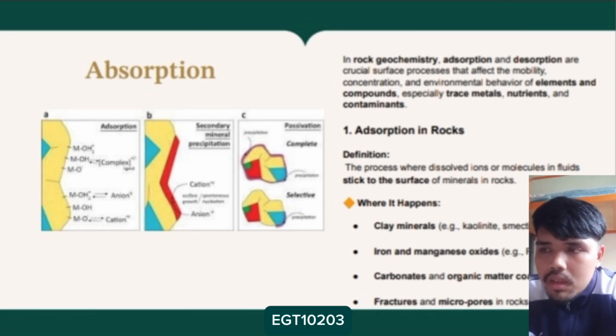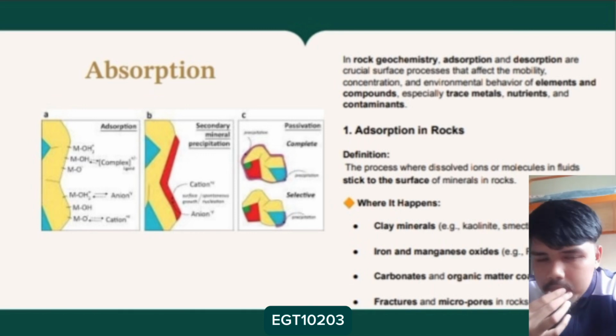First of all, adsorption in rocks. The definition of adsorption in rocks is the process where dissolved ions or molecules in fluids stick to the surface of minerals in rocks. Where it happens, for example, the clay minerals like kaolinite, and iron and manganese oxides like MnO2, carbonates, and organic matter coatings on grains.